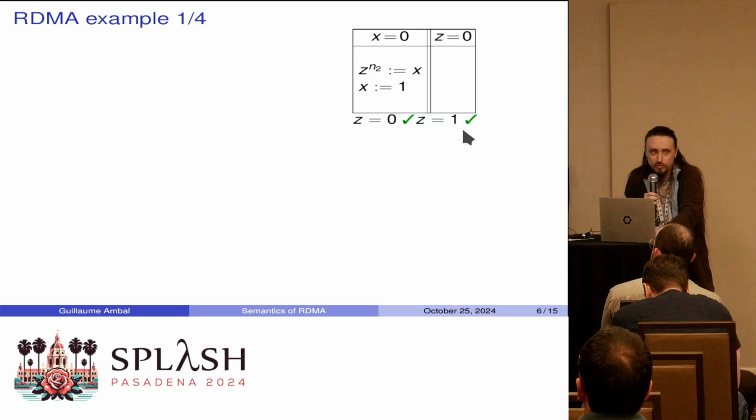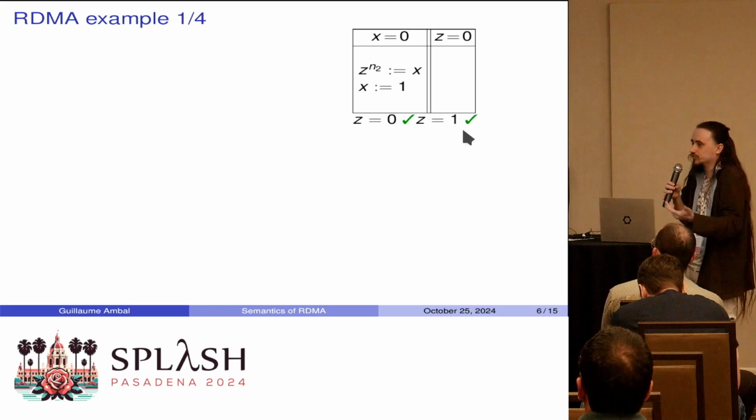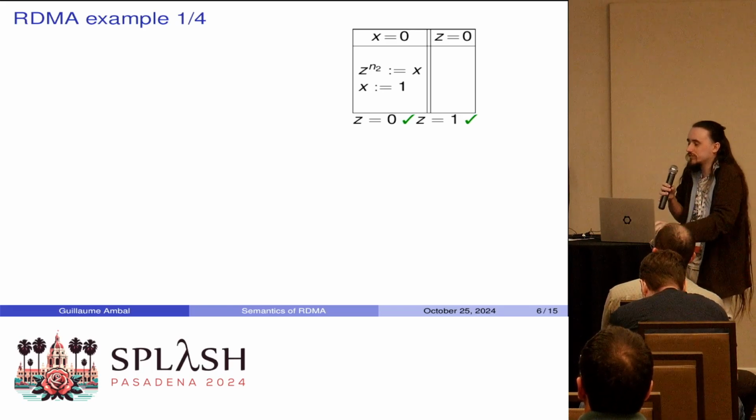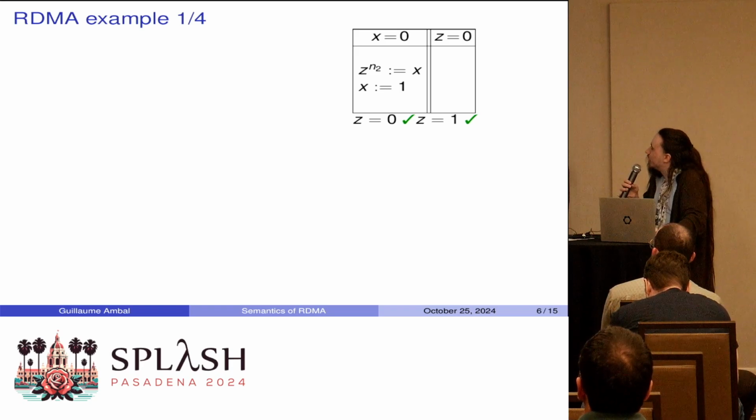And if you're used to weak memory models, it makes no sense at all because usually you try to make sense. Well, threads try to at least pretend that everything stays in order. And in RDMA, they don't even bother.